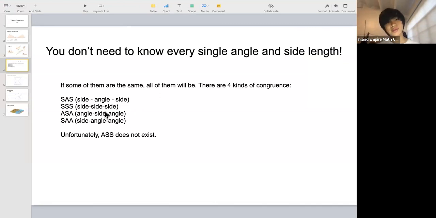And we'll get into why exactly, with some visual representations, later. But SSS, if all of the sides are the same length, then they're also the same triangle. And we'll see why that is later as well. Angle side angle, the reason why this is different from SAS, is that you know the length of one side, but you also have two angles jutting out from either side. Unfortunately ASS does not exist, though it would be kind of funny if it did. We'll also see why ASS doesn't exist later. But for now, we're going to look at SAS.